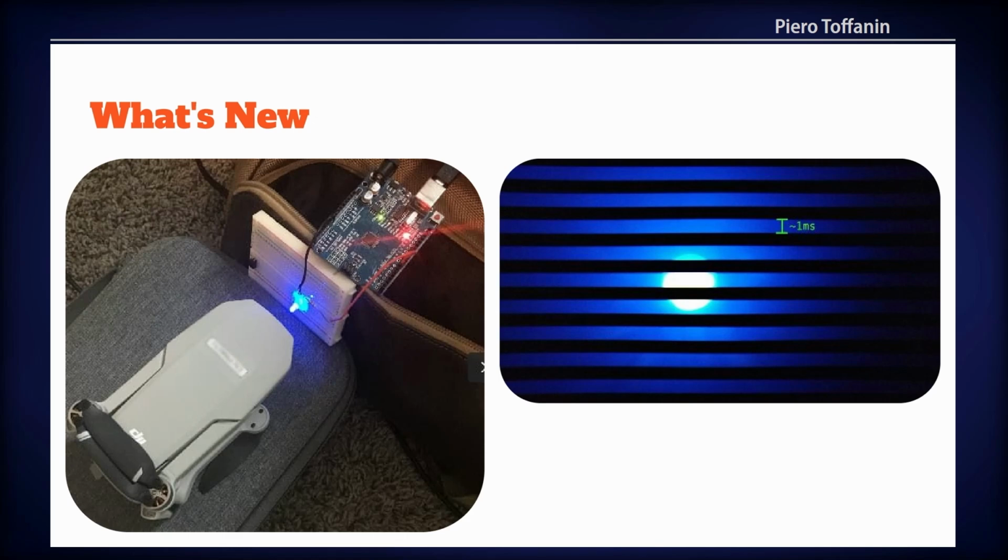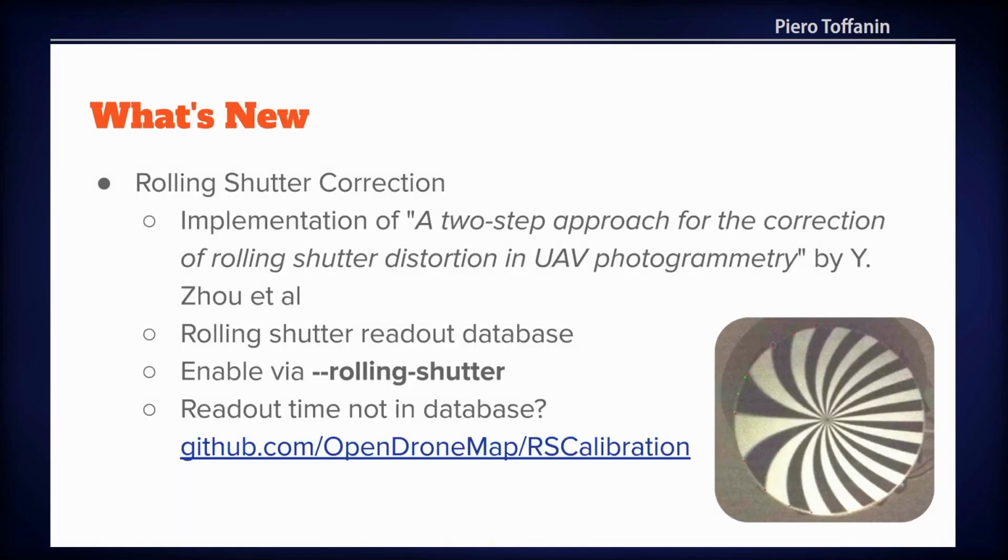You can do it with your kids. They'll love it. And you get to contribute to OpenDroneMap. So definitely check out the RS calibration repo if your camera is not in our database. And together we'll build the best rolling shutter database.